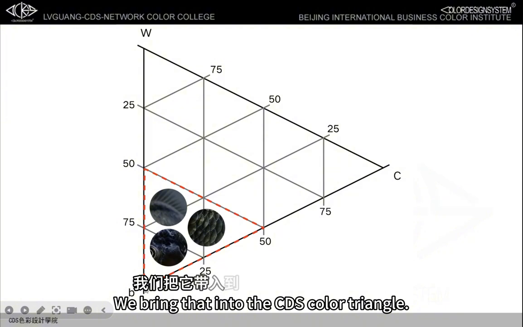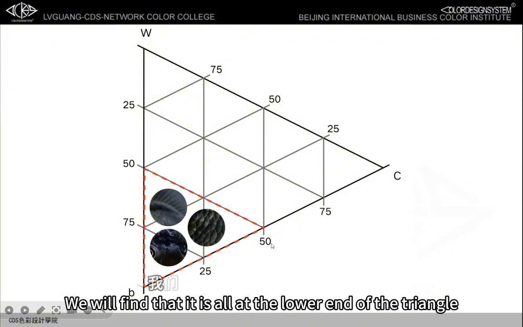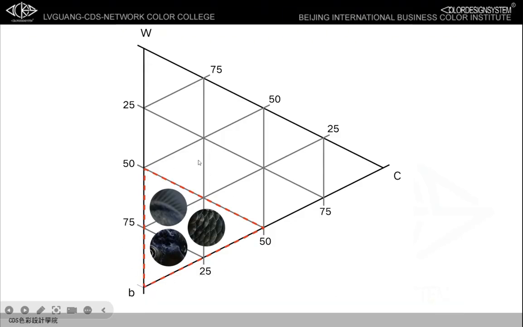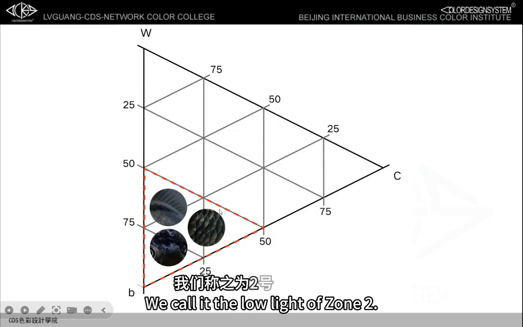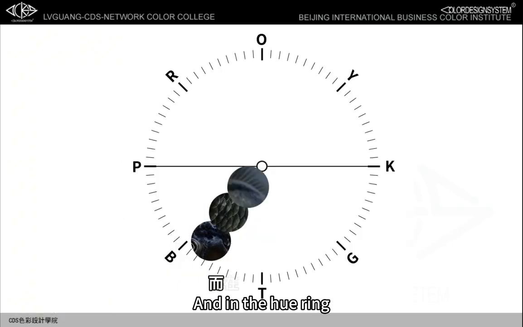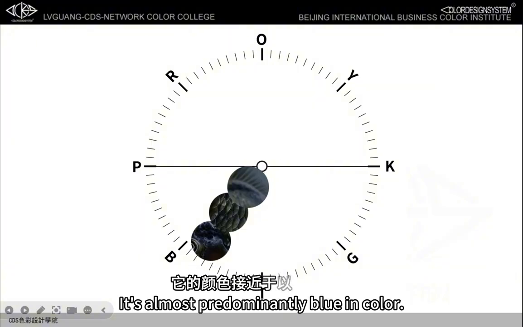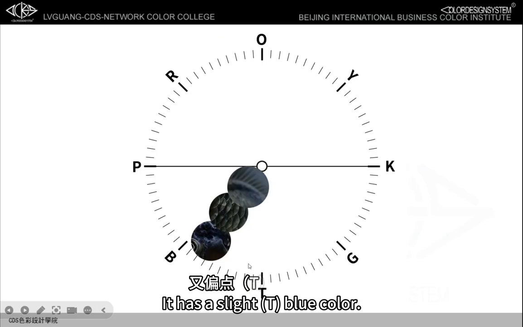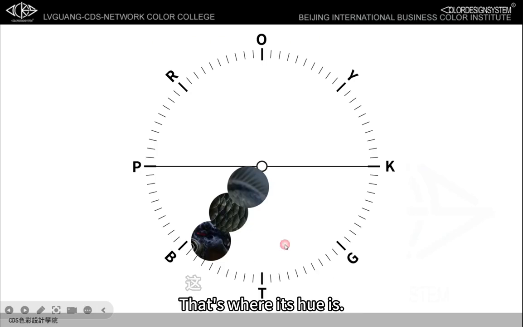We bring that into the CDS color triangle. We will find that it is all at the lower end of the triangle. We call it the low brightness, low chroma region of zone 2. And in the hue ring, what we see is almost predominantly blue in color, with a slight tea blue color. That's where its hue is.